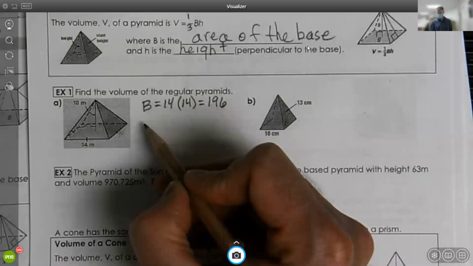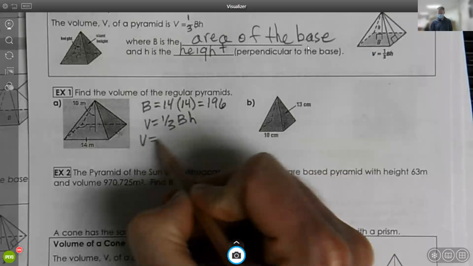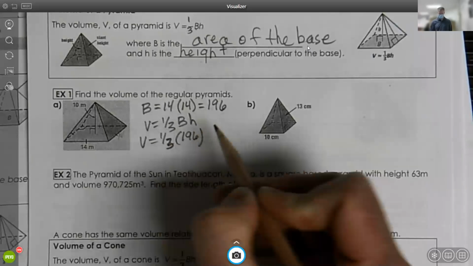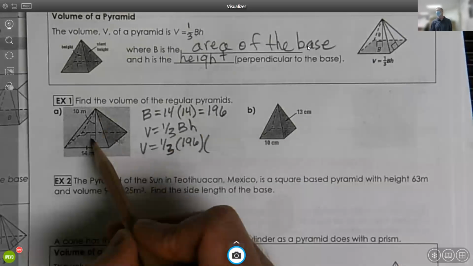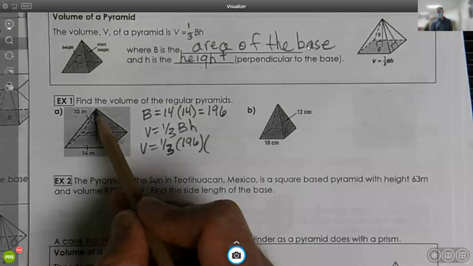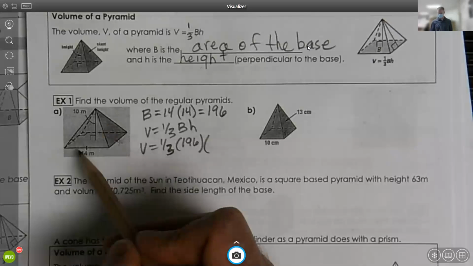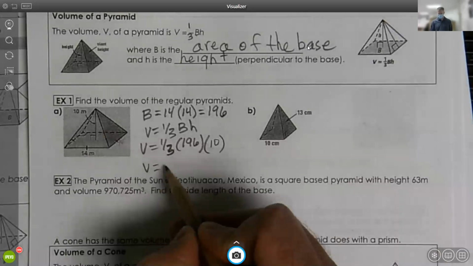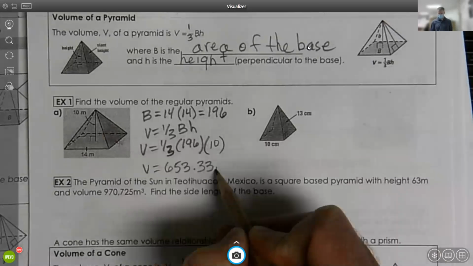So if we're going to do the volume, which is 1/3 base times height, the volume is going to be 1/3, not 1/2, but 1/3. The base is 196, and the height, notice they're pointing to perpendicular. Perpendicular has to be 90 degrees straight up and down from the point of your pyramid down to the base, not along the side, not the slant height. So this is 10. And when we do our calculation, using our calculator, we get 653. Nice. We're going to round to the nearest hundredth.